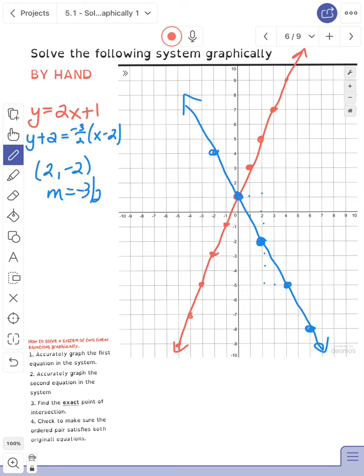And now I can see where they touch. The point of intersection between those two lines, which I'm going to highlight here in green, is right there. So that's the answer. And this point right here seems to be the ordered pair of 0, 1.